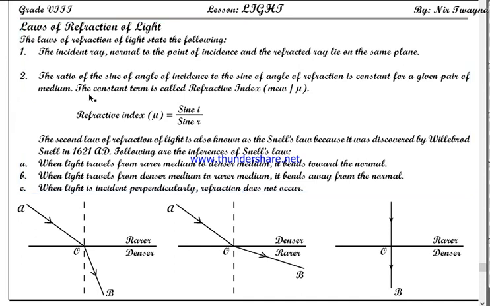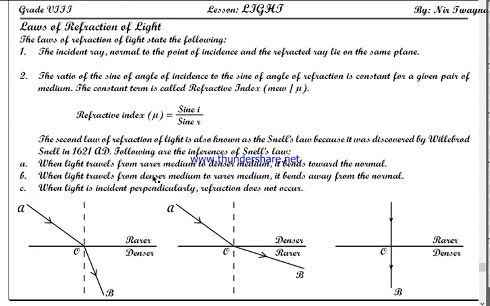And the second law says the ratio of the sine of the angle of incidence to the sine of the angle of refraction is always constant for a given pair, and the constant is known as the refractive index, indicated by mu. Since this was discovered by Wilbrord Snell in 1621 AD, the second law of refraction is also known as Snell's law. If you are asked to state Snell's law, you can write this second point.